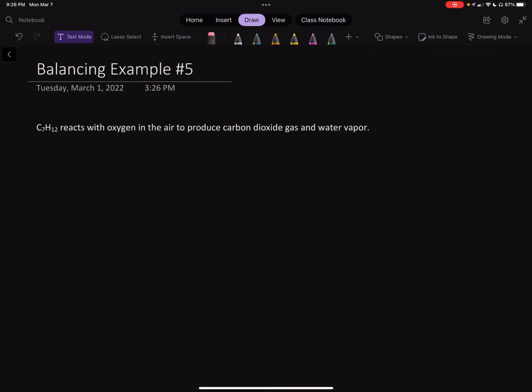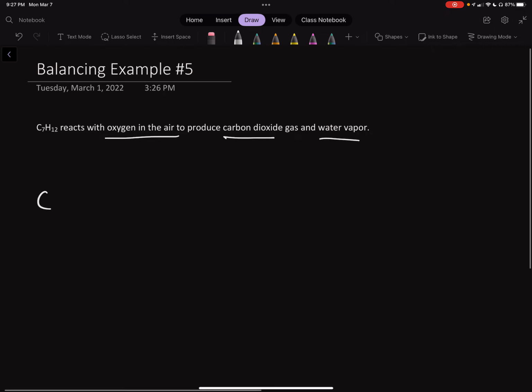So in this video, we're going to do another balancing example, although this time we're going to do a combustion reaction, so a different type of reaction with a slightly different strategy that I'm going to offer. So C7H12 reacts with oxygen in the air to produce carbon dioxide gas and water vapor.